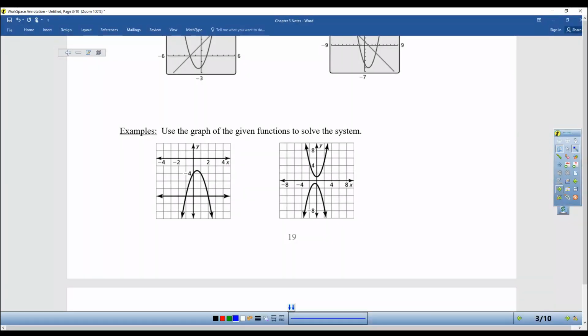Let's actually do one of those now. It says, use the given graph of the functions to solve the system. So this one does look like it intersects at a very exact point. So if they say that, then you can go ahead and use the graph. Ooh, be careful of the value.